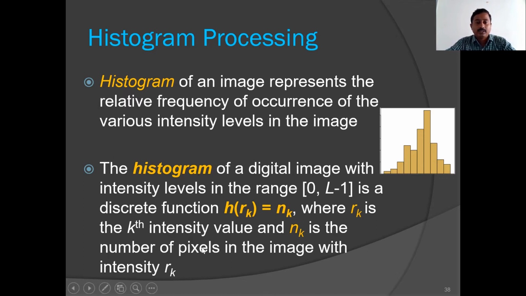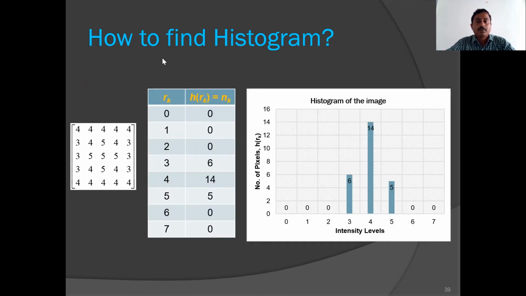Before seeing the definition of histogram, let us see one example of how to find the histogram of one particular image. Consider this one hypothetical image given to us, whose size is 5 by 5. That means there are 25 pixels in this image. Now the highest intensity value in this image is 5, and the number of bits required to store 5 is 3, right? So the intensity values will vary from 0 to 7, for 7 is the highest value which can be represented with the help of 3 bits.